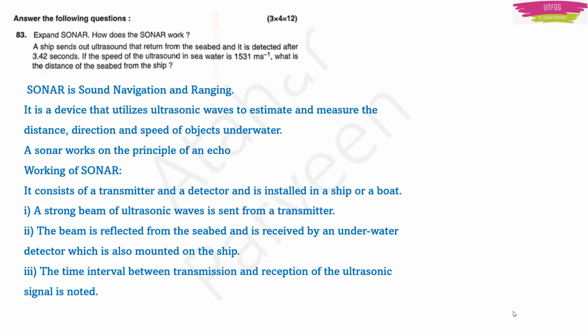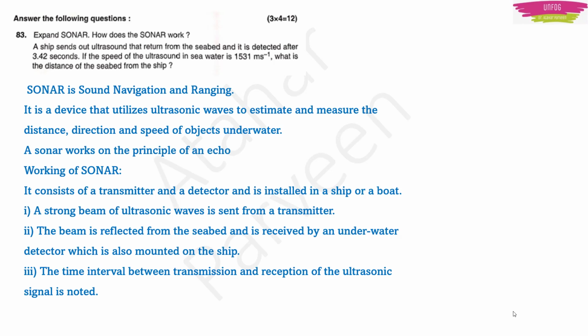Okay. Now, how does this sonar work? First of all, it consists of a transmitter and a detector. It is installed in the ship. If you have attended my classes in sound, the chapter sound and physics, then this answer will be very easy for you because we have talked all about this.